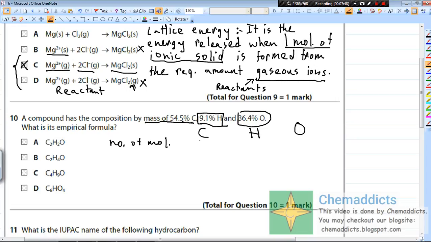Okay. So for carbon, percentage by mass divided by molar mass. In this case, 54.5% divided by the molar mass of carbon, which is 12 gram. The same goes with hydrogen. In this case the molar mass of hydrogen is 1. The same goes with oxygen. Okay, pretty simple.